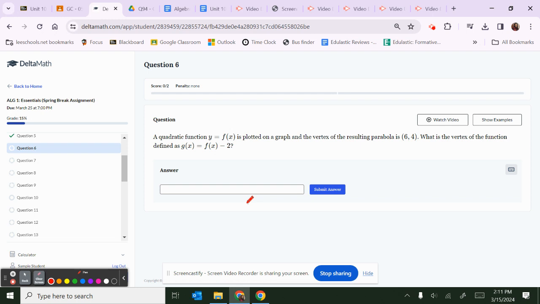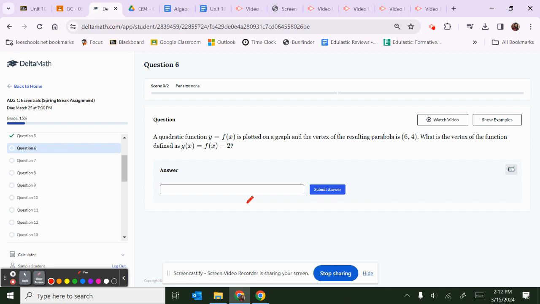All right, guys, here's some support on question number 6 on your spring break activity. It says a quadratic function y equals f of x is plotted on a graph, and the vertex of the resulting parabola is (6, 4). What is the vertex of the function defined as g of x equals f of x minus 2?